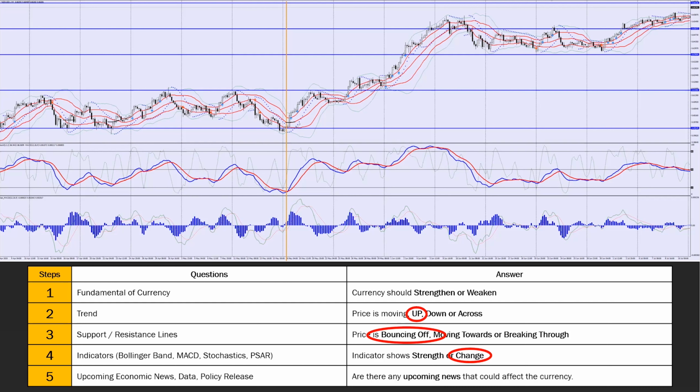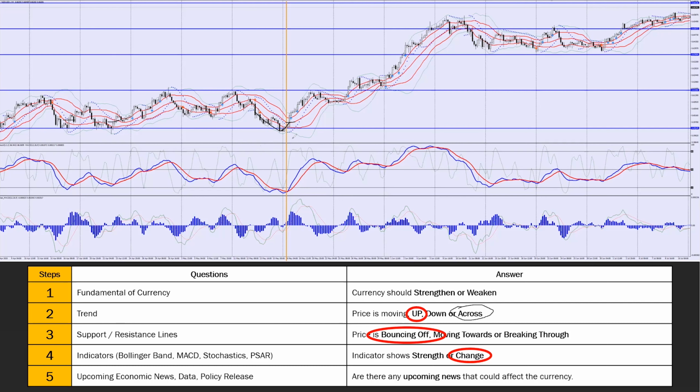You look at it and say, currency should strengthen because of the economics. Price has been moving up. Or even at this point, maybe I want to say price has been moving across, right? Because over the last 1, 2, 3, 4, 5 weeks, it's moved horizontally. If you say that price has been moving across, it's still okay, because it could have hit and bounced. Moving across means it goes up and down, up and down. So trend moving across or moving up, support resistance is bouncing off.